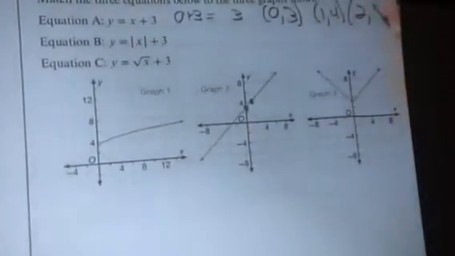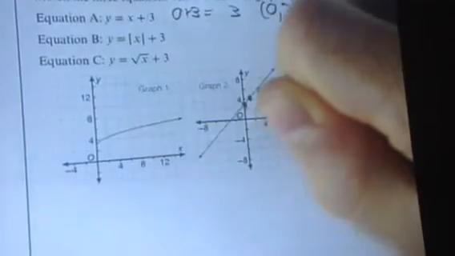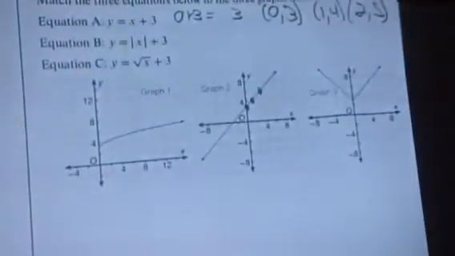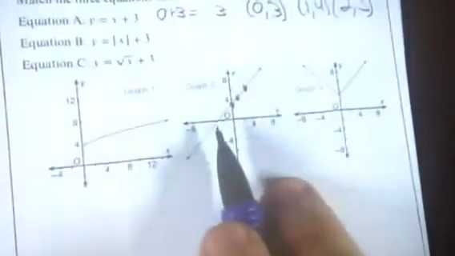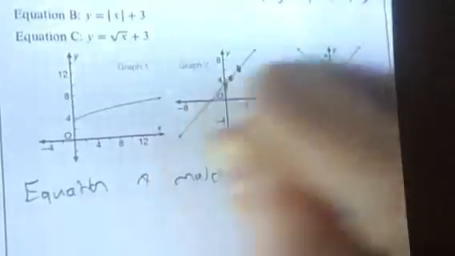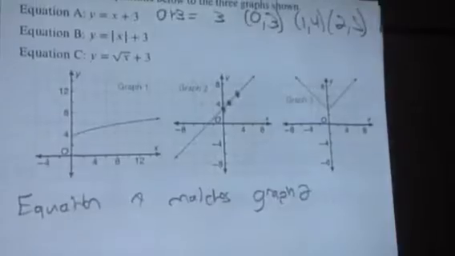If I continued to plug in points, I would have 2, 5, which would also be right here on this line, the point 2, 5. Okay? So I'm plugging in points and I'm seeing every single time I'm getting these ordered pairs which are matched by this graph. So what we see is that equation A matches graph 2.